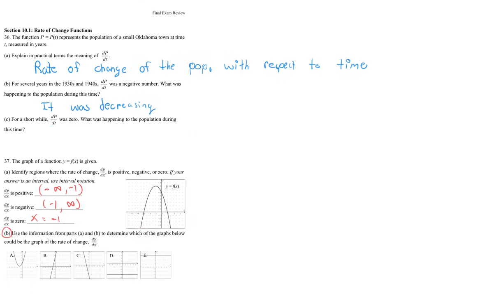Use this information to determine which of the graphs below could be the rate of change. So we can see that we go from a positive rate of change to a negative rate of change. And the only one of these graphs that goes from positive to negative is C, with 0 being at negative 1.